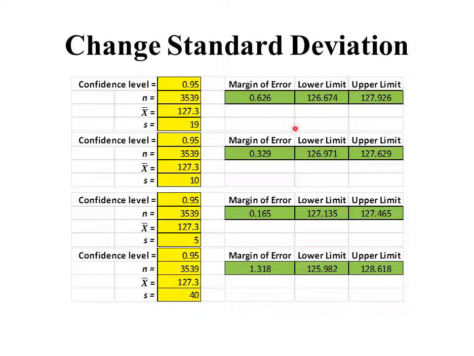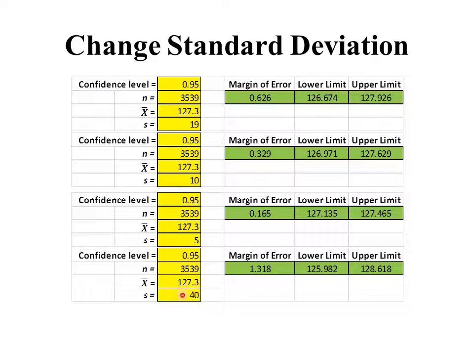So here's our original calculations where we had a standard deviation of 19 and a margin of error of 0.6. Now in our next calculations, let's decrease the standard deviation to 10 and look at what that does to the margin of error. That decreases it down to 0.3. So smaller standard deviation gives us a smaller margin of error. Let's decrease the standard deviation even more, down to 5, and that gives us a smaller margin of error still.